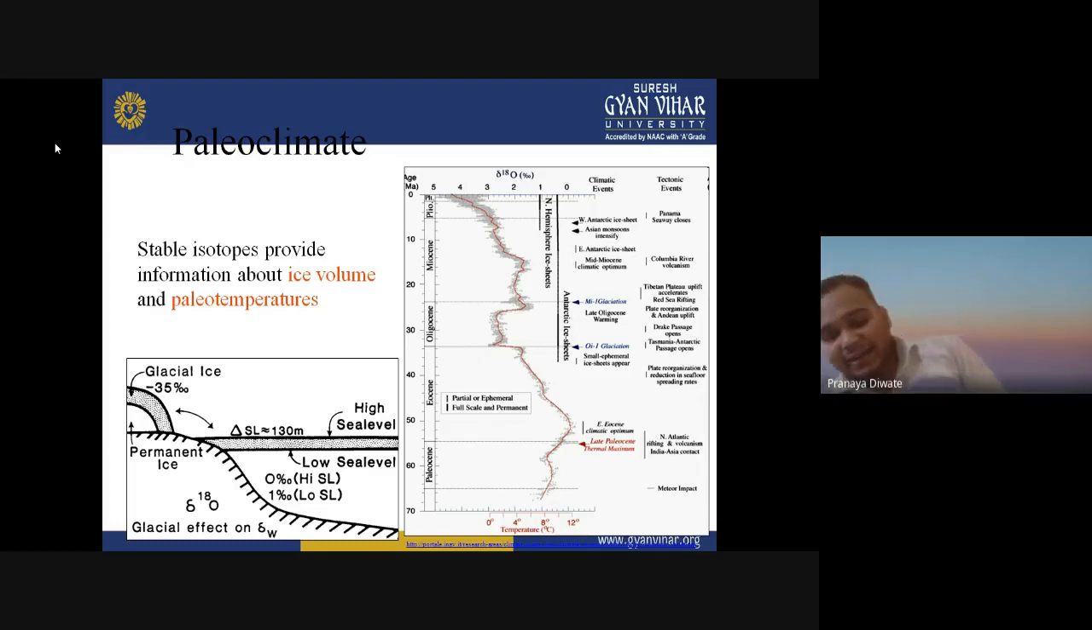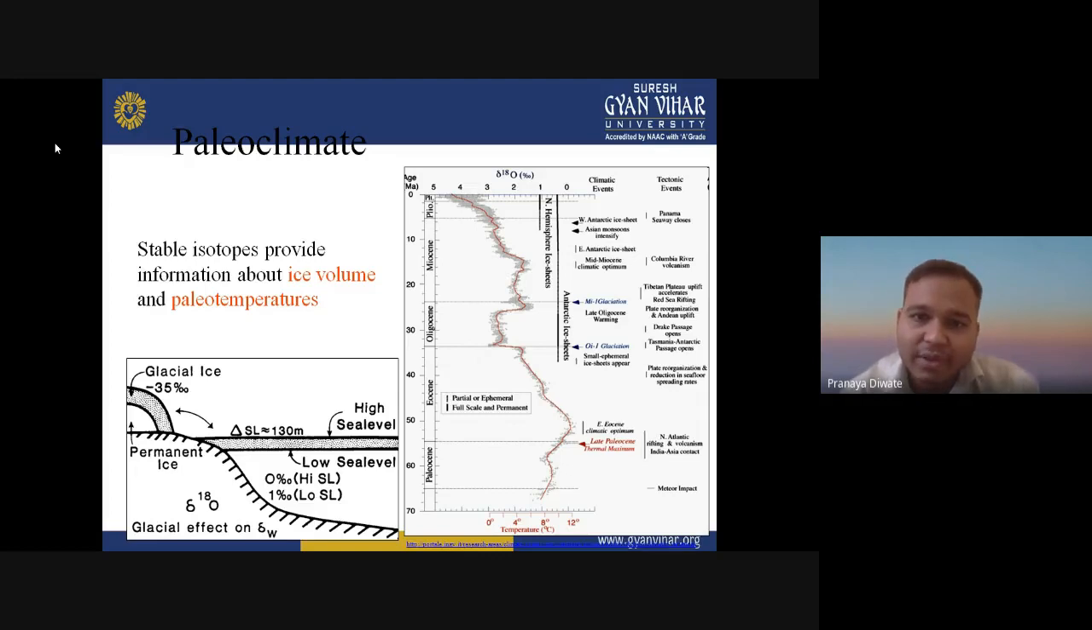So the delta 18O value will be governed by different factors. The value changes with time, and the climate governs it the most.